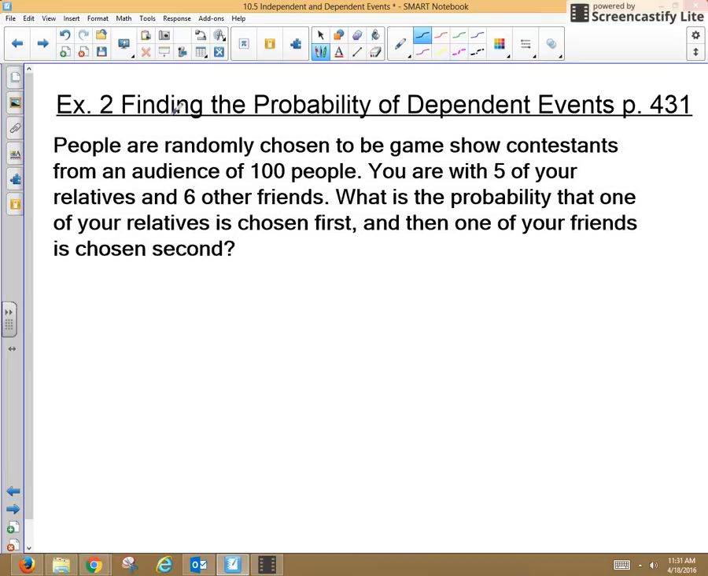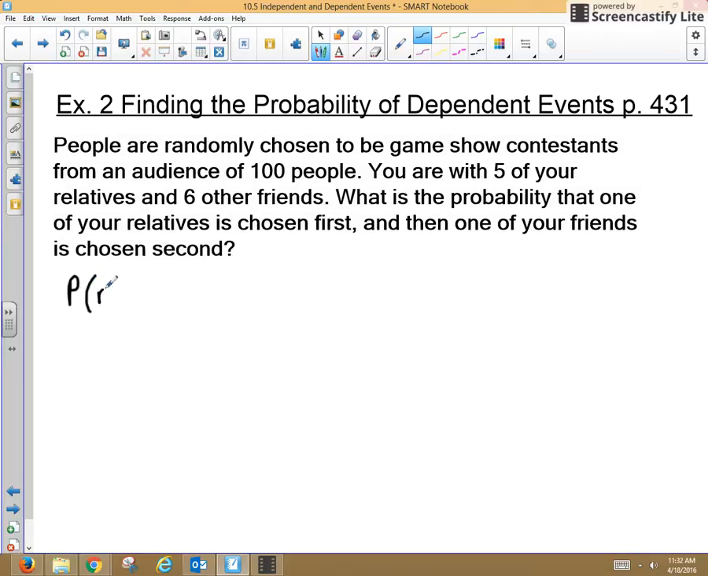Okay, so example 2 is the probability of a dependent event. People are randomly chosen to be game show contestants from an audience of 100 people. You are with 5 of your relatives and 6 other friends. What is the probability that one of your relatives is chosen first and then one of your friends is chosen second? So we need to answer the question in order.